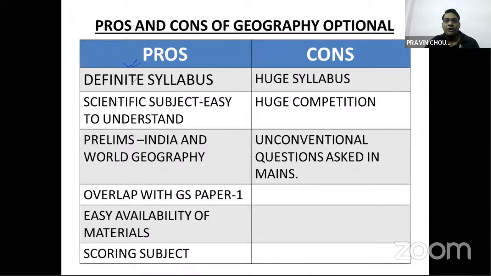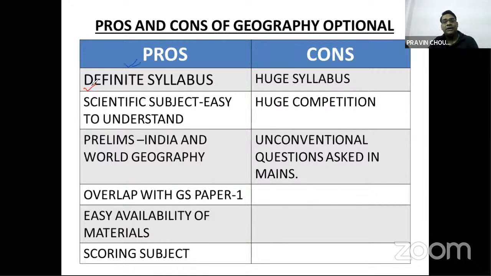The first point is the definite syllabus. The syllabus is very well defined. Suppose you have done your graduation and master's in geography. When you see the syllabus of geography optional, you will see that most of the topics you have already studied in your graduation and master's. So you are more familiar with the subject.